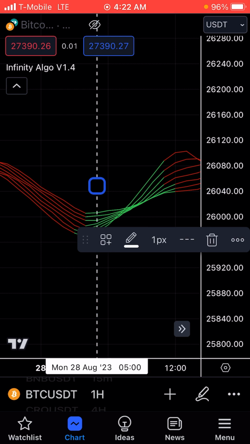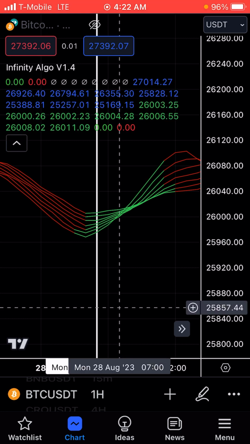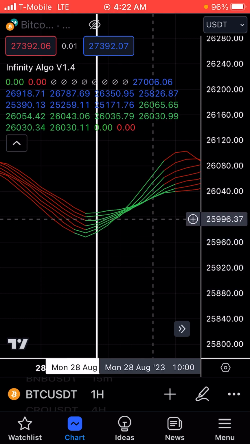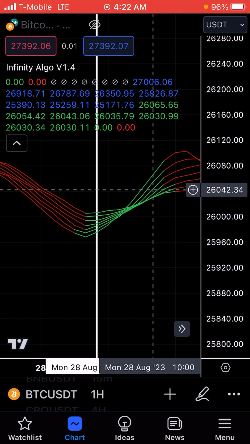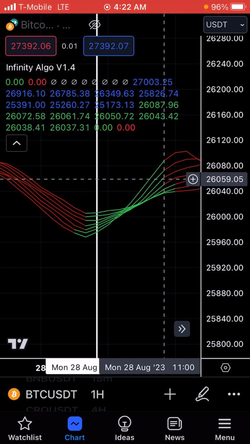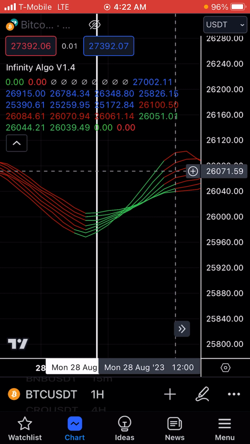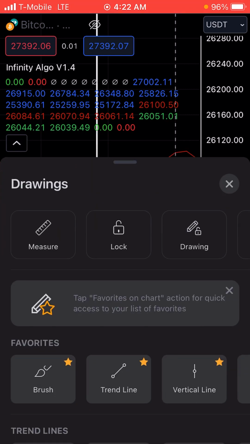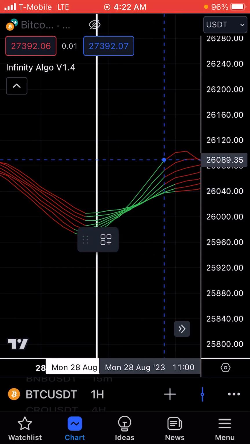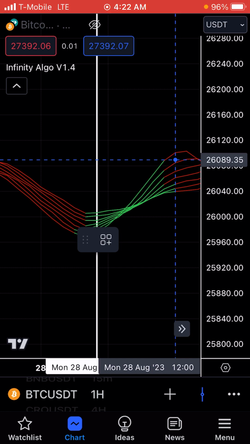Vertical line. So right around there is a good time to get in. And it even shows you a good exit point because it starts going red. So I would get out right when it starts showing red. So that would be right about here. So the exit point would be right there. We draw that line, and that happens right about here.